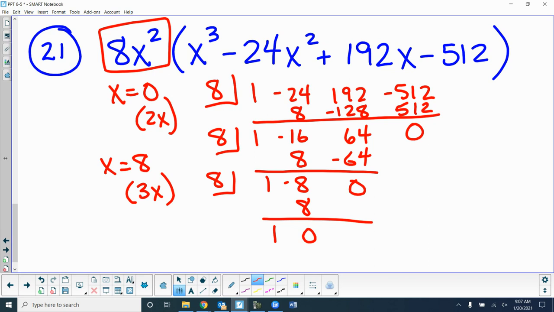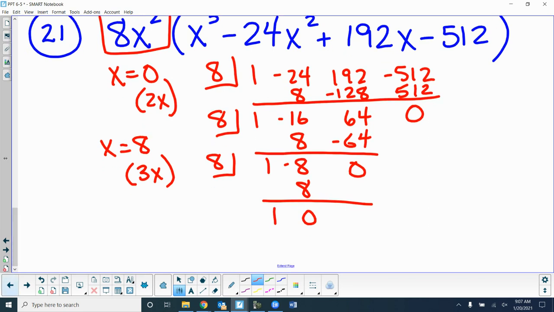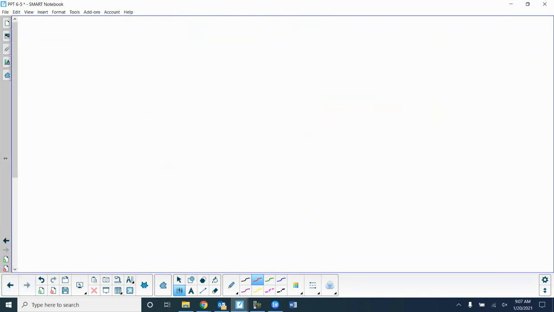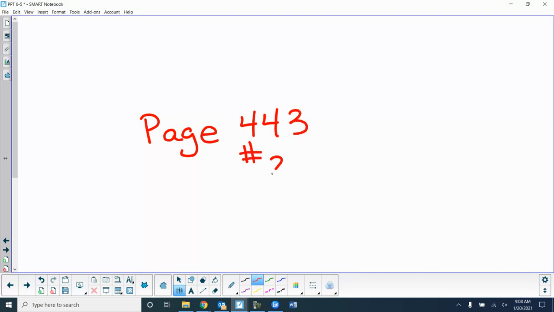Okay. What I would like you to do, some more practice, nothing new, just more practice of this stuff. Page 443. Numbers 24, 26, 30, and 33. 4 problems.